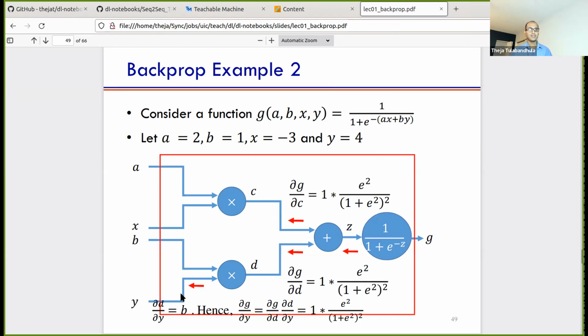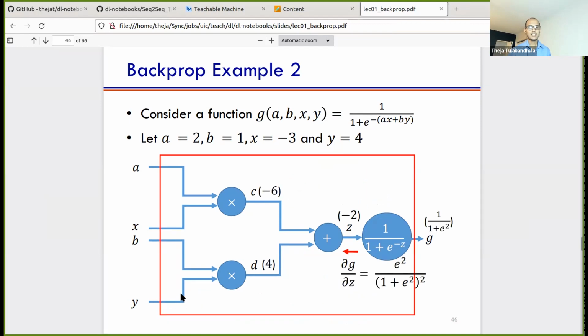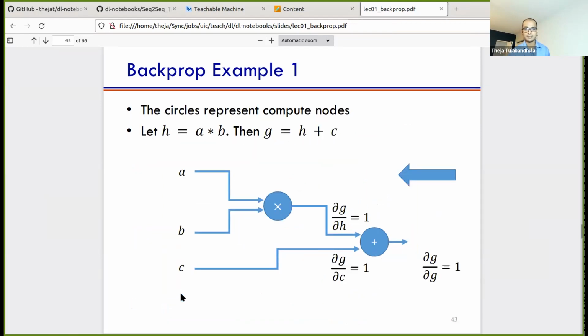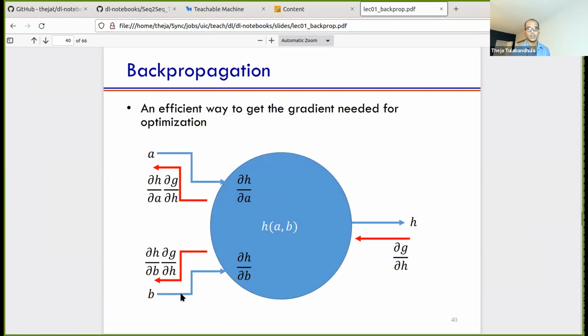So any questions? I know we are running out of time, but I wanted to at least discuss these two examples. These examples have some details, so let's actually come back to what's going on.